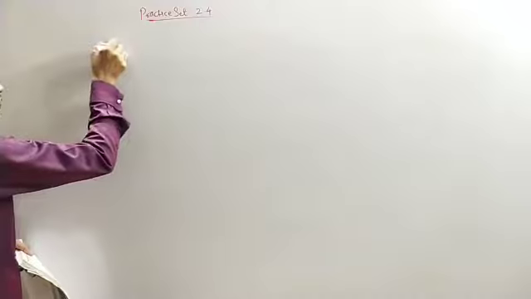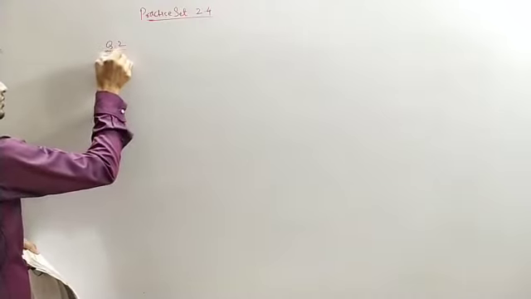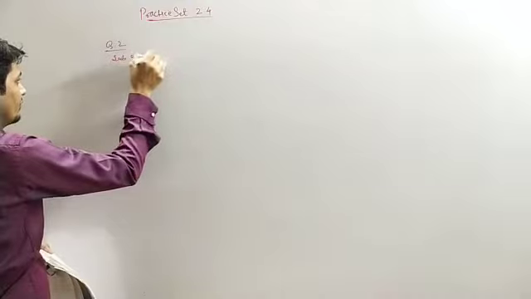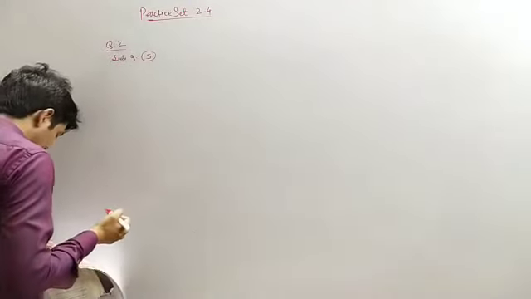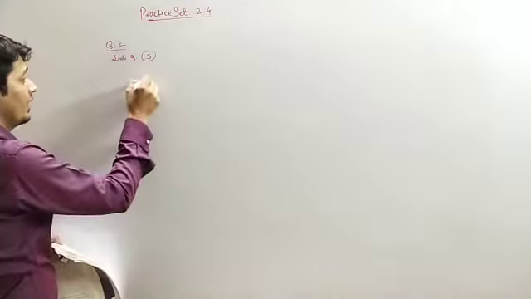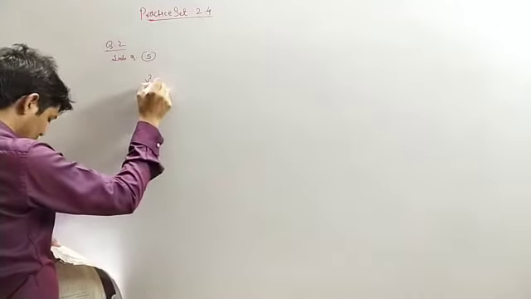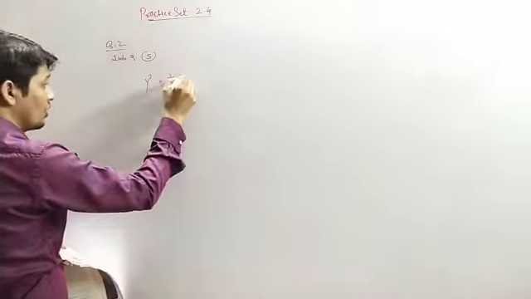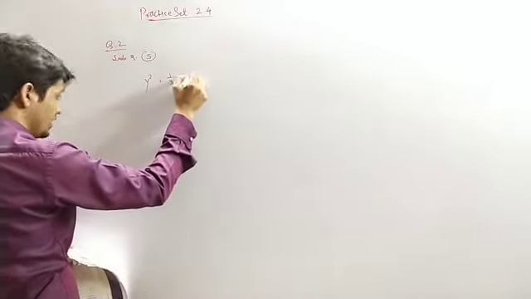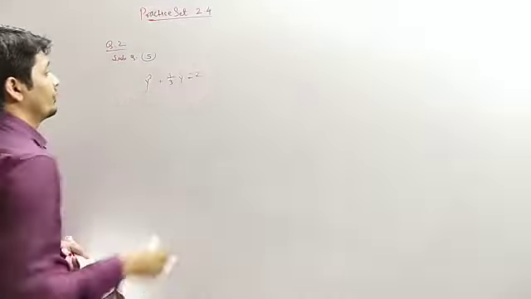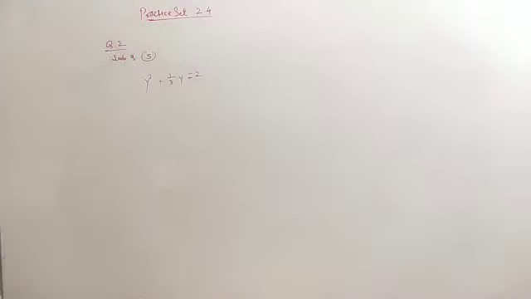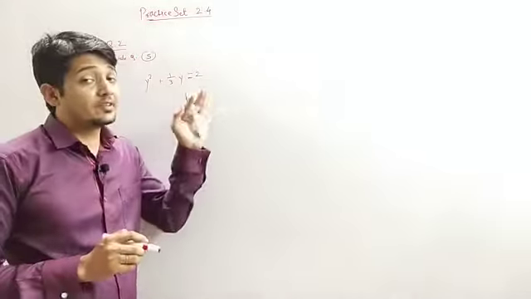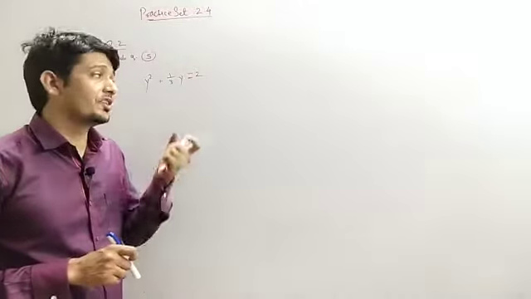Question number 2, sub-question number 5. What is the question? y square plus 1 by 3 of y equals 2. Okay, so it is quite a different quadratic equation from the ones we have solved previously and which are given in your textbook also.